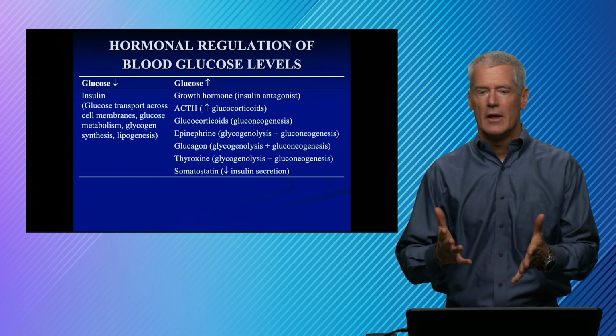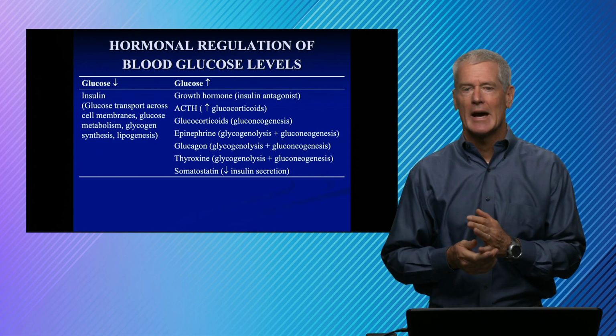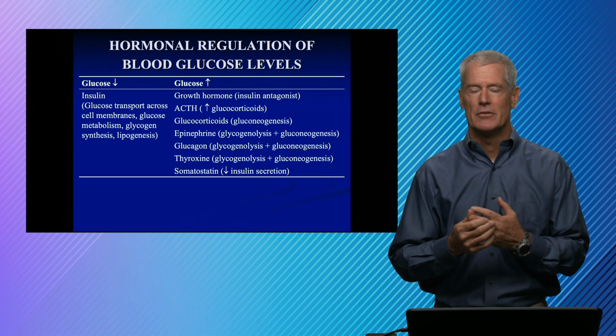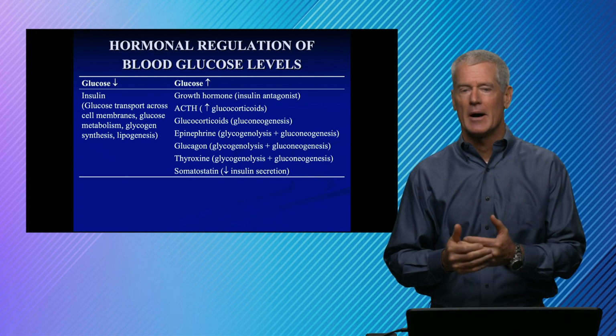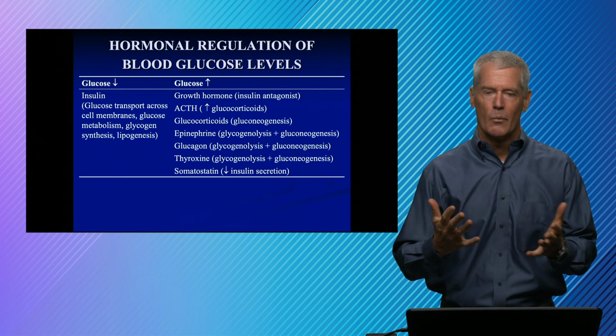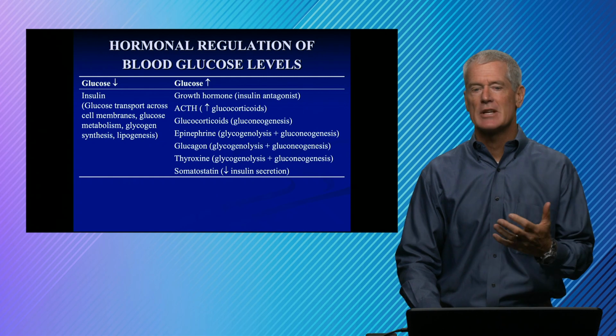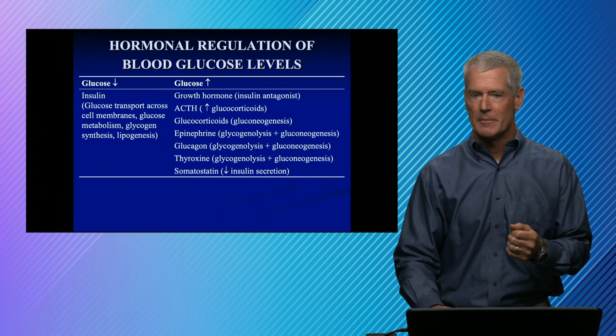So if you know this table, you can figure out what happens in Addison's disease, what happens in Cushing's disease, what happens in hyperthyroidism, hypothyroidism. So worth knowing, just spend a little time and understand this table and understand the mechanisms, and then you won't have to memorize as much.